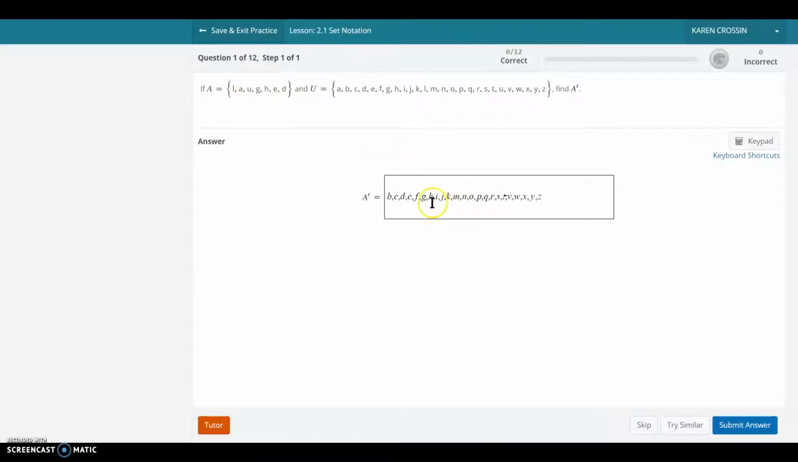L-A-U-G-H. Are G and H next to each other? Yes! Score! One less thing we have to type, but make sure you get rid of just the right number of commas. G-H-E-D. E and D are next to each other too. Okay, so we got rid of the right commas, and now we have everything in the alphabet, but not the letters in laughed. So that's what complement means, it's not that stuff.